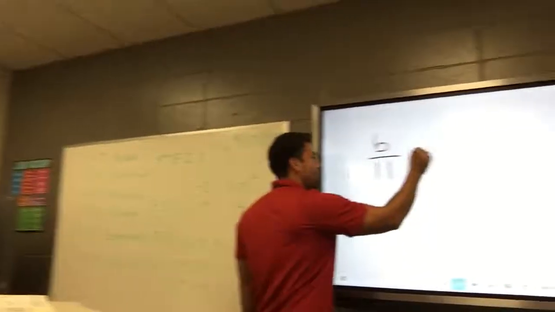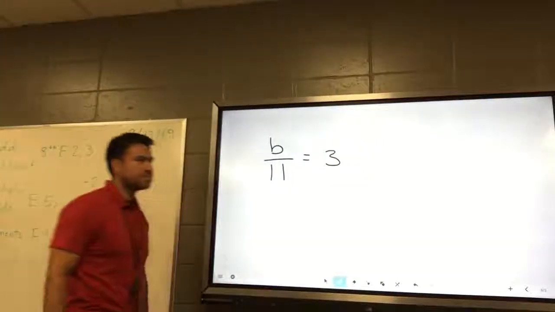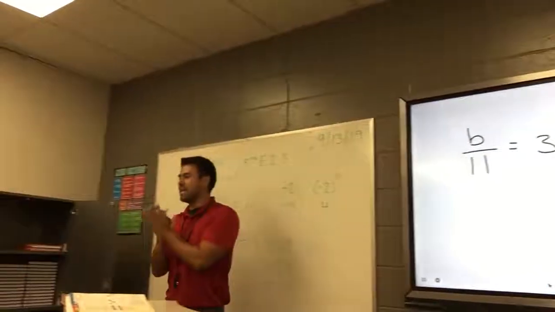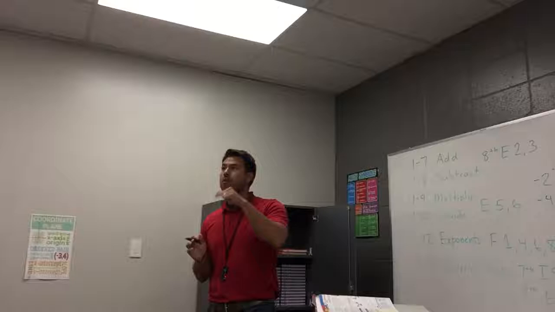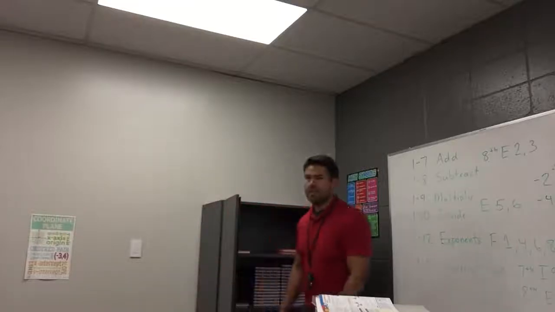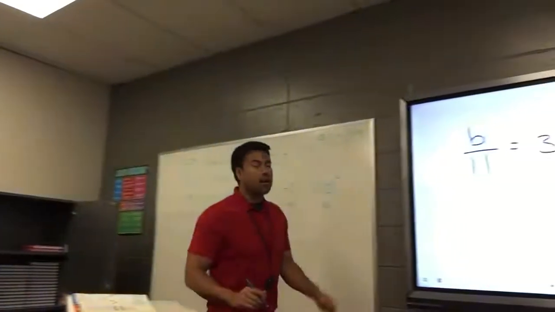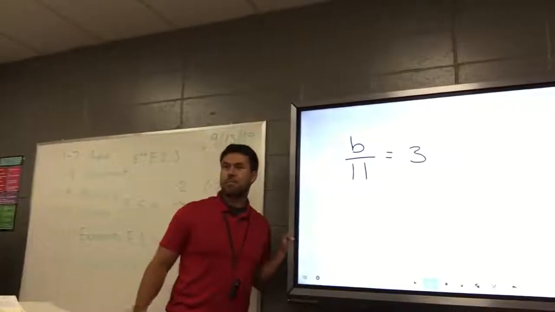Okay, b over 11 equals 3. What's happening to b? It's being divided by 11. How can you undo that? Multiply by 11. Where do I multiply 11? Both sides. Both sides. Very nice.